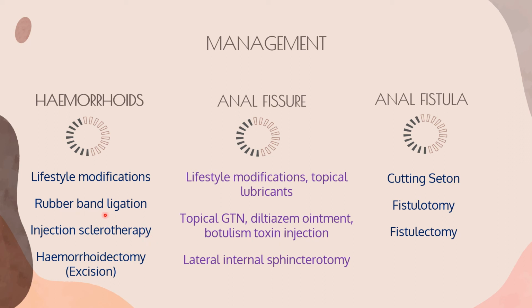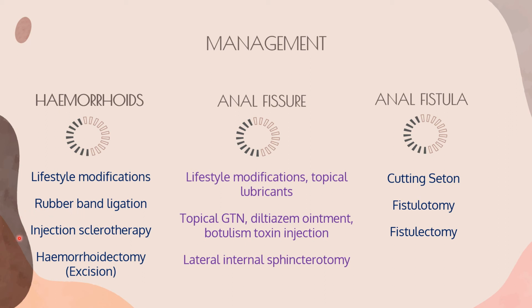In rubber band ligation, a small elastic band will be placed on the base of the selected hemorrhoid. This cuts the blood supply, and as a consequence, the hemorrhoid will undergo necrosis and fall off within a few days, and the area will then heal naturally.